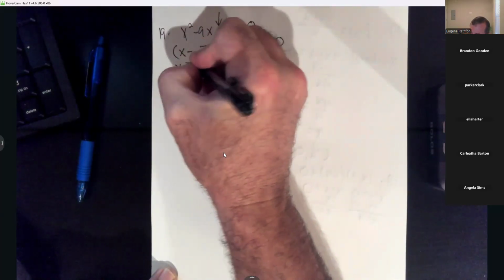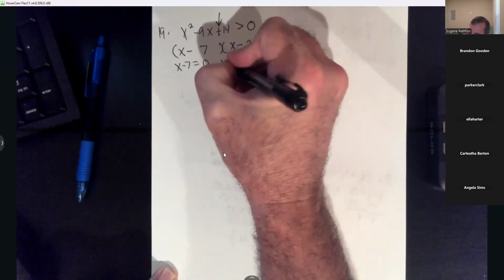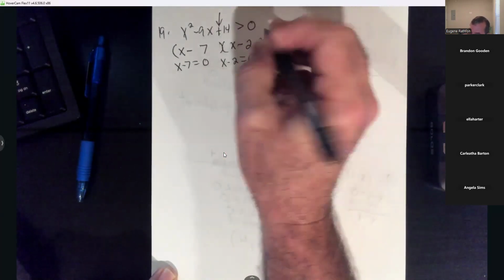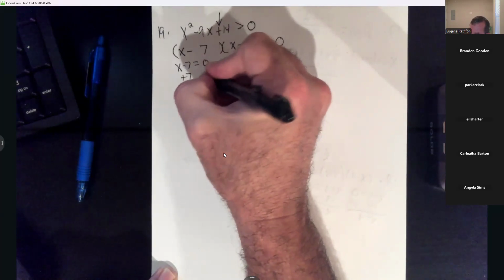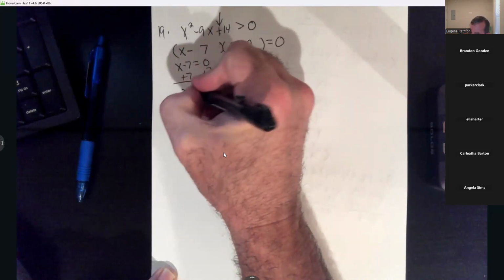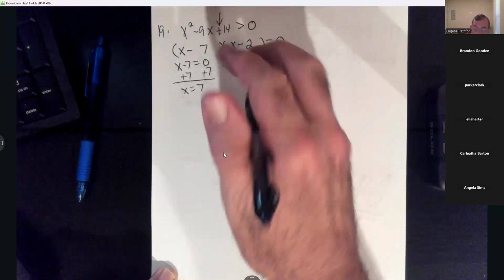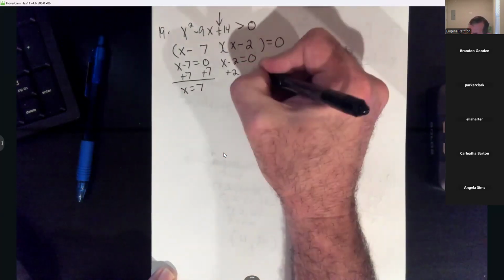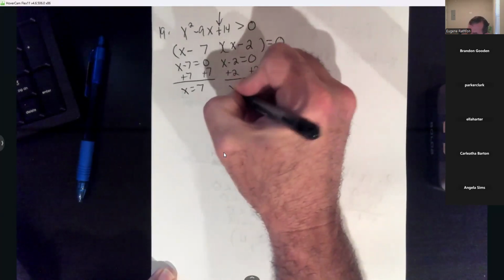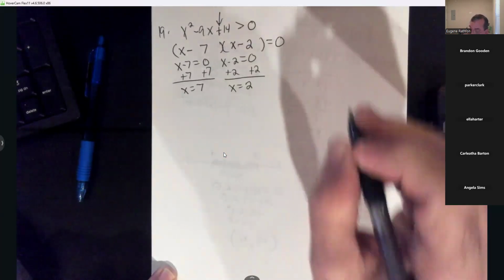All right, so it's factored. I can set both of them equal to 0 now. And solve this one by adding 7, so I get x equals a positive 7. This one I'm going to add 2 to both sides and get x is a positive 2.